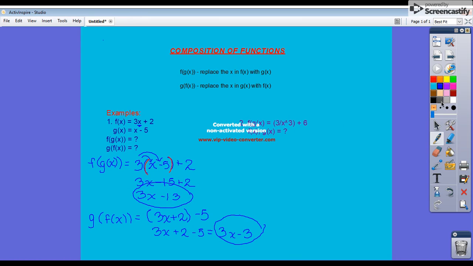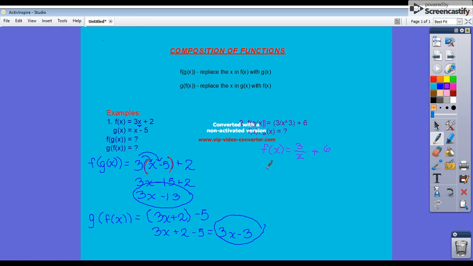And then for the second problem, you'll see an assignment problem similar to this where they're working backwards. They're giving you f of g of x, and they're asking you to write the two functions instead. So I could write f of x as 3 over x plus 6.